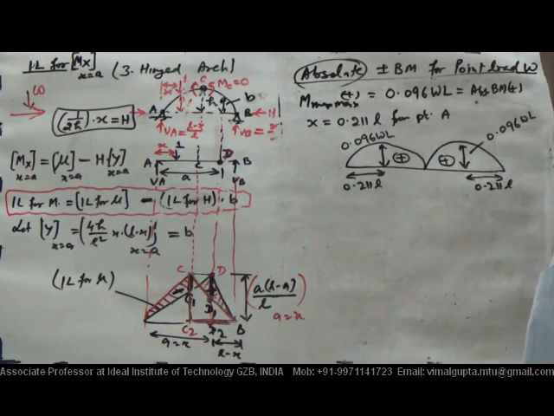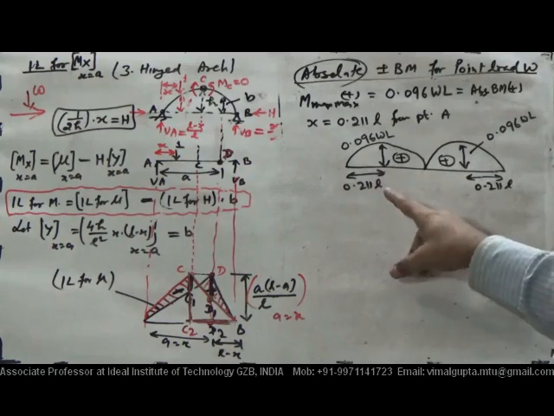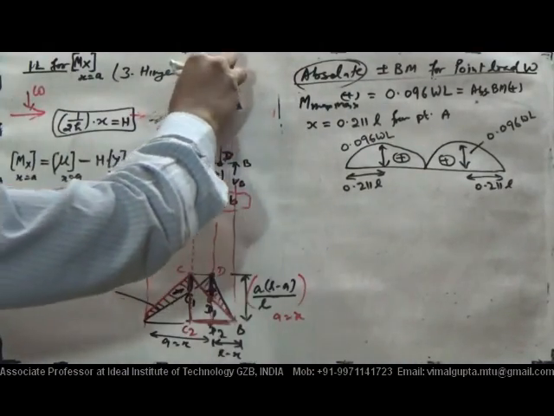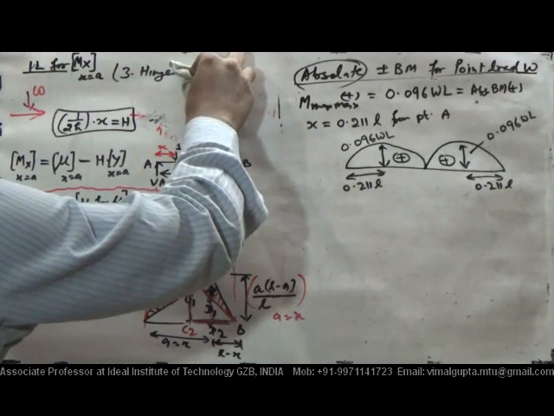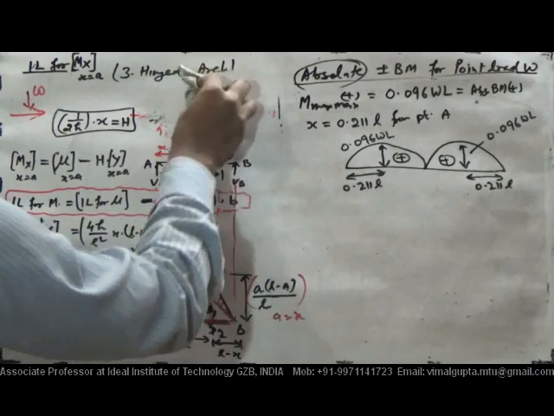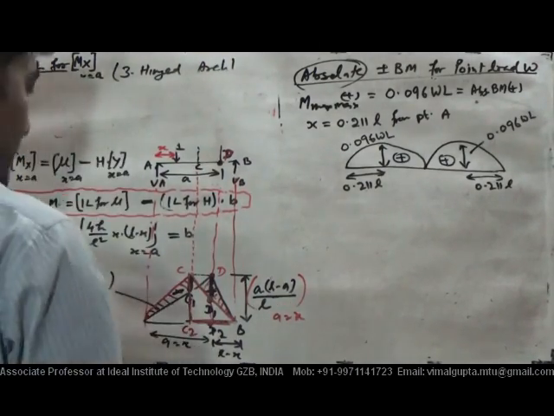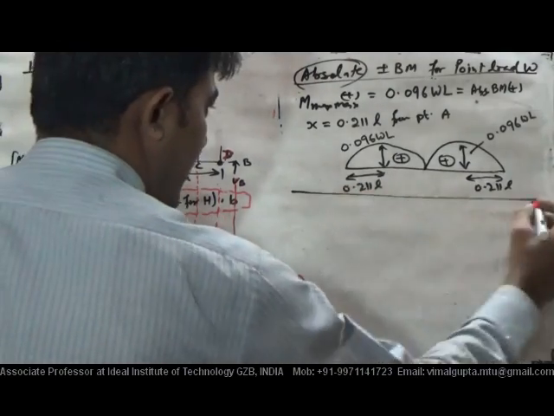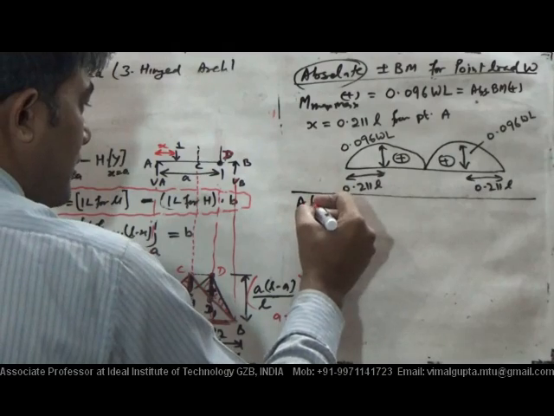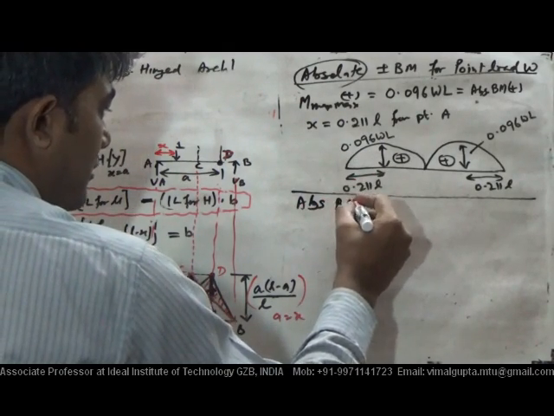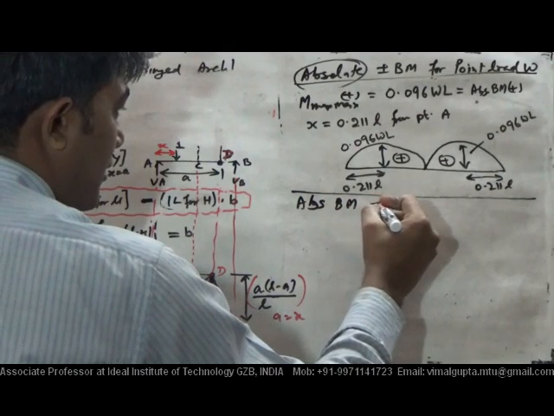Similarly, you can also plot the expression for absolute negative bending moment. You can also have the maximum. Should I erase this? Okay. No, here. Right. Now next I am going to plot this absolute bending moment, which one? Negative.